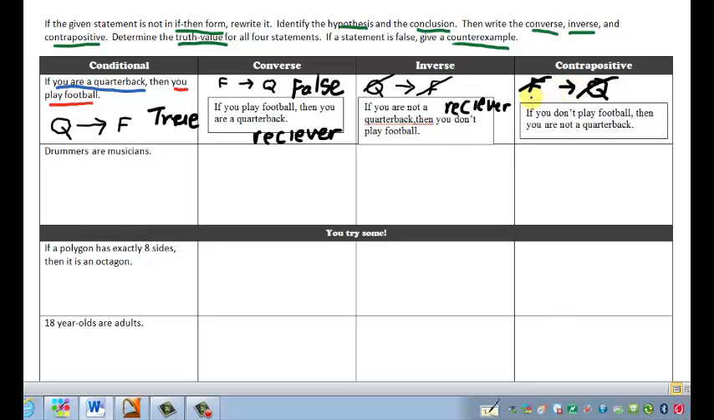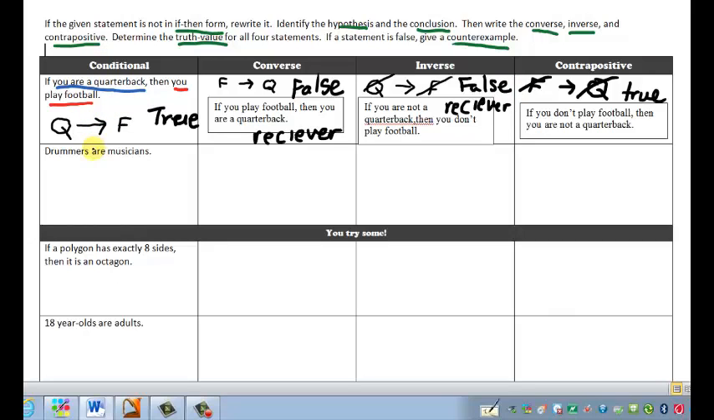Okay. Contrapositive, we said if you don't play football, then you're not a quarterback. So all of you people out there that don't play football and fit that category, can we say that you're not a quarterback? We definitely can. If you're not a football player, there's no way you're going to be a quarterback. So this one is true. Back to inverse, we didn't write it down. That's false. All right, so that's how that works.